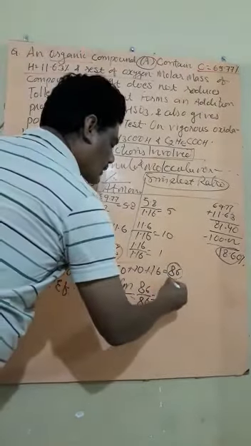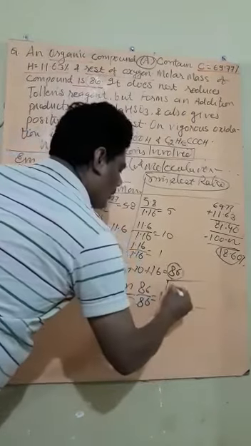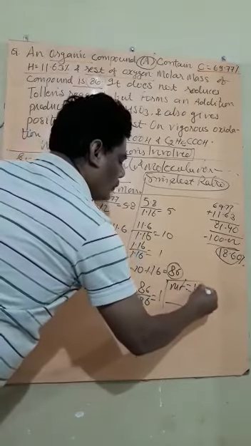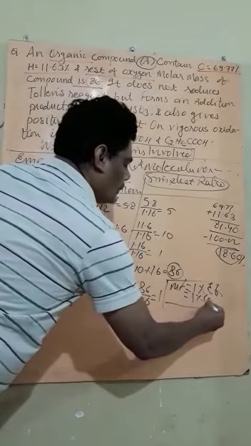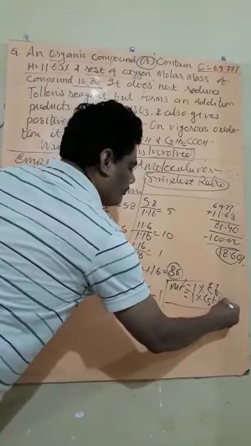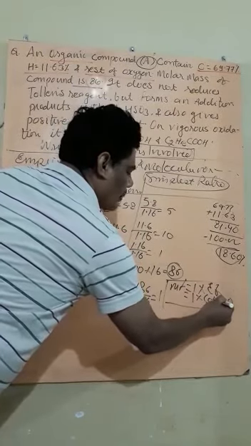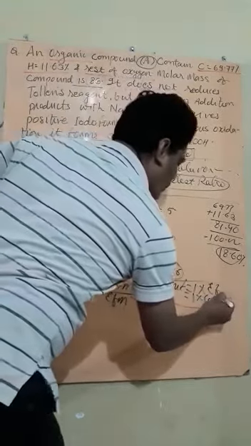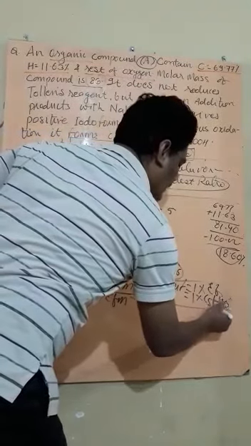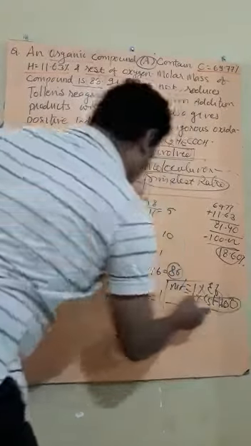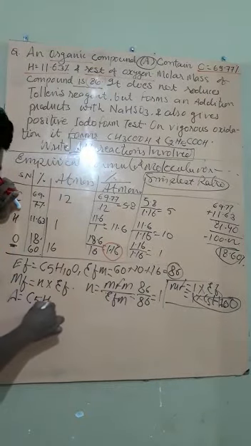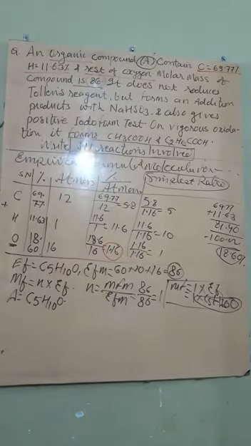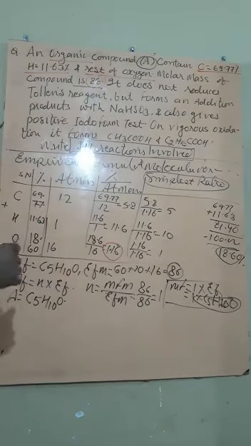That means the molecular formula is equal to 1 into the empirical formula, 1 into C5H10O. That is, our compound is C5H10O. So compound A now becomes C5H10O. In this way, you can find its empirical formula and molecular formula.